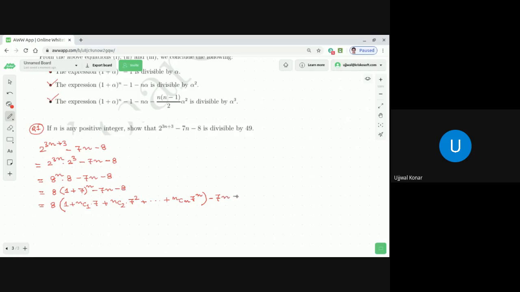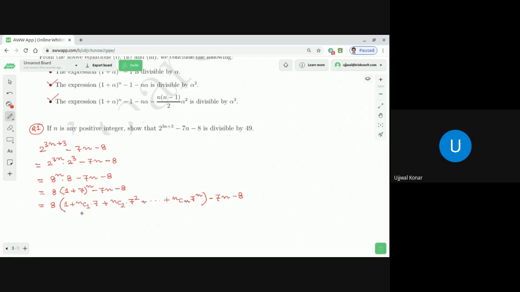Minus 7n minus 8. We are almost there. You see, what we are getting out of it, 8 plus... what we need to prove is that it is divisible by 49. 8 and 8 will get cancelled, correct? Then what are you going to get?